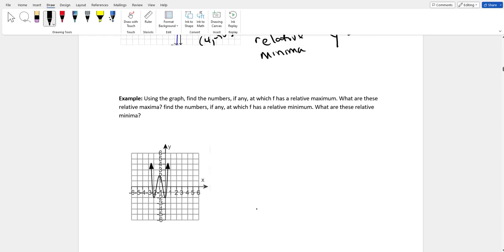So now we have another graph. I'm not sure if you can see these points, but this is the point (-2, 2). This bottom point here looks like it's (0, -2). Then we have a peak here. That looks like it's the point (-1, 2). All right, so let's look at the relative maximum.